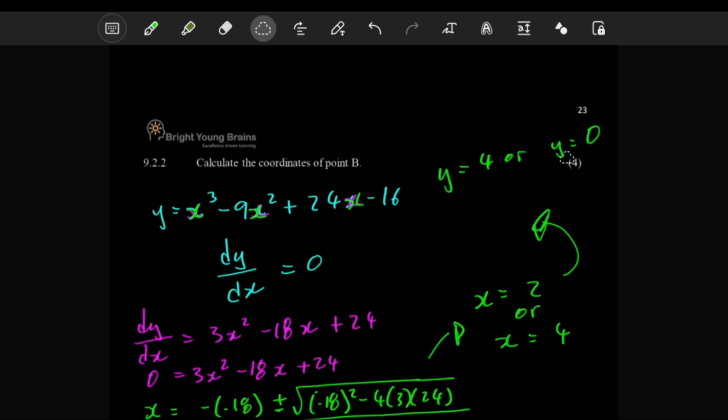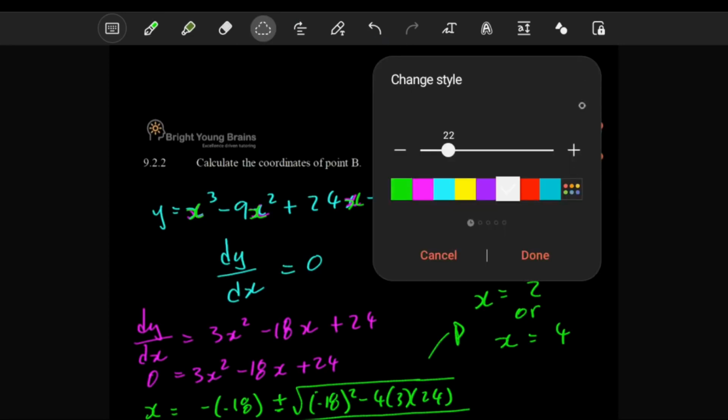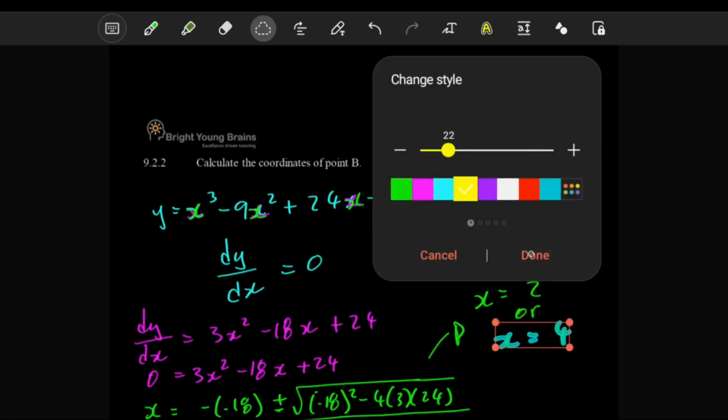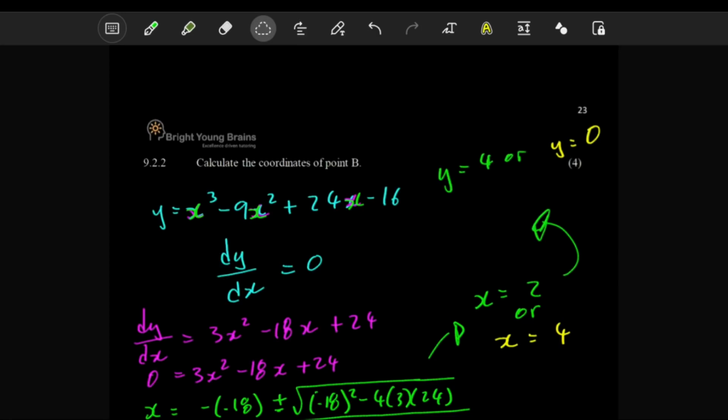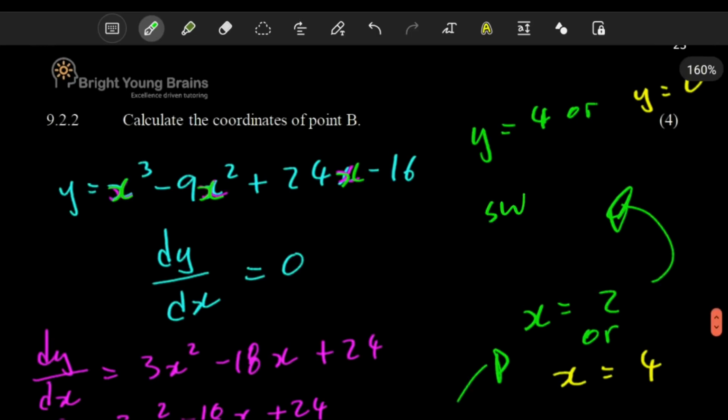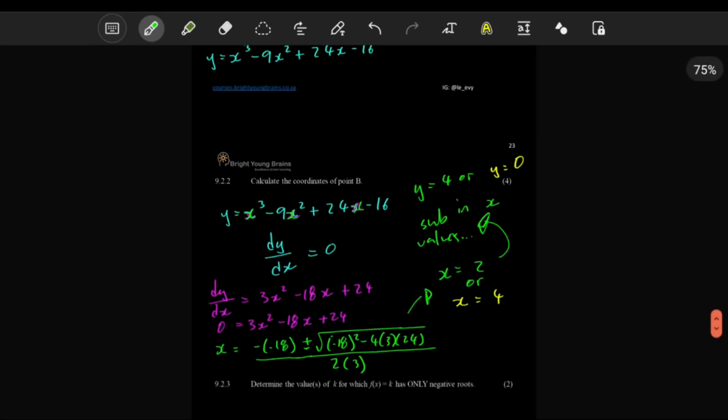So let me color code them. For the 0, you get it after you have subbed in 4. And then for the green, it's after you've subbed in a 2, you see. So let me say here, sub in x values, dot, dot, dot, and then you'll be good to go.